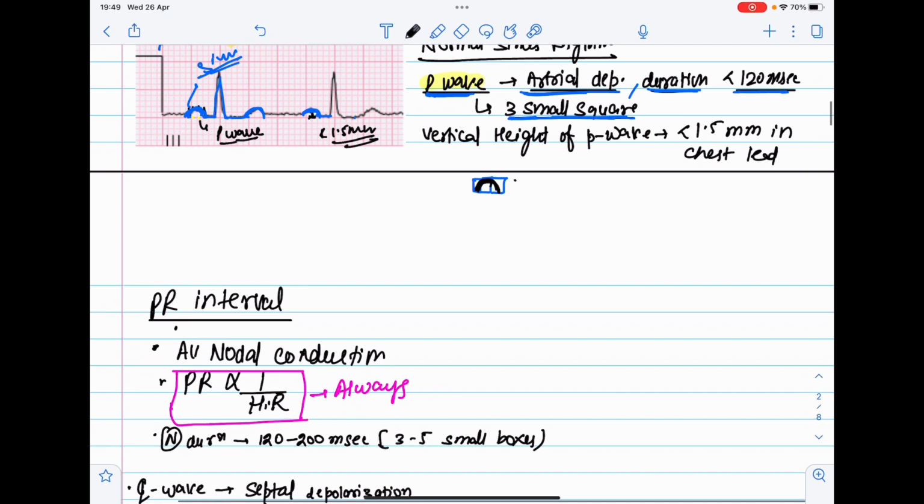And vertical height means the amplitude, like if it is P wave from here to here, what is the height? This is known as vertical height. And what is the normal height? We must know that vertical height of the P wave should be less than 1.5 millimeter in chest lead. It is very important to know, because when we read about pathology, this will help a lot. So this is the basic knowledge we must know.